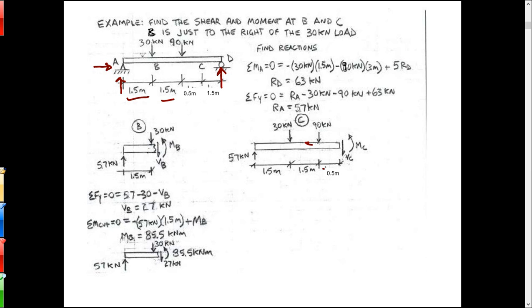Similarly, I could do a moment. Usually I do it about the cut. So I'm going to have 57 kilonewtons times 1.5 meters. That's negative because it's clockwise. And then I'm just to the right of that 30 kilonewton load, so that's pretty much a zero distance, so I don't need to worry about the 30 kilonewtons. I don't need to worry about the shear at B because I'm right there at B. So those both essentially have zero moment arms. And then I've got a counterclockwise M sub B. So M sub B is 85.5 kilonewton meters when I solve for it. So that's the internal shear and internal moment that I can find, and that's what's going on inside the beam at point B.